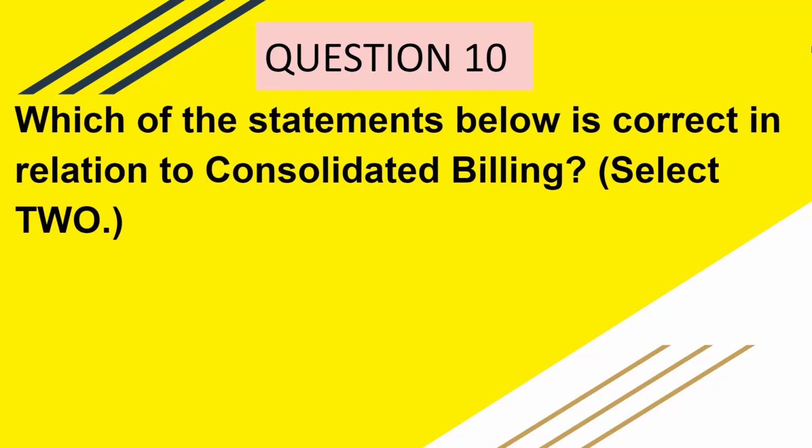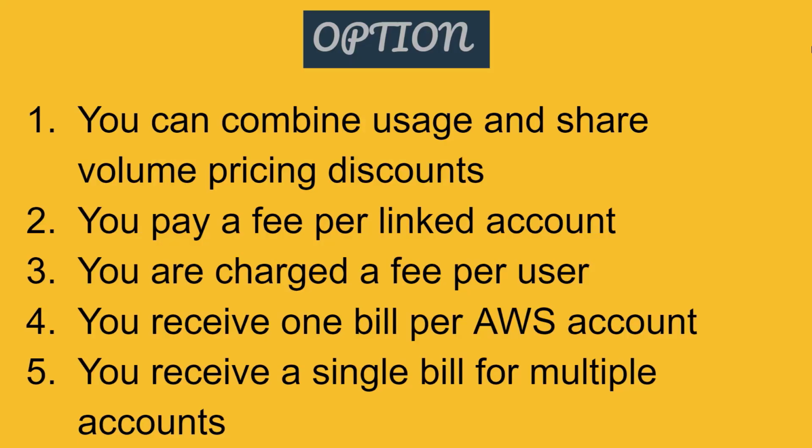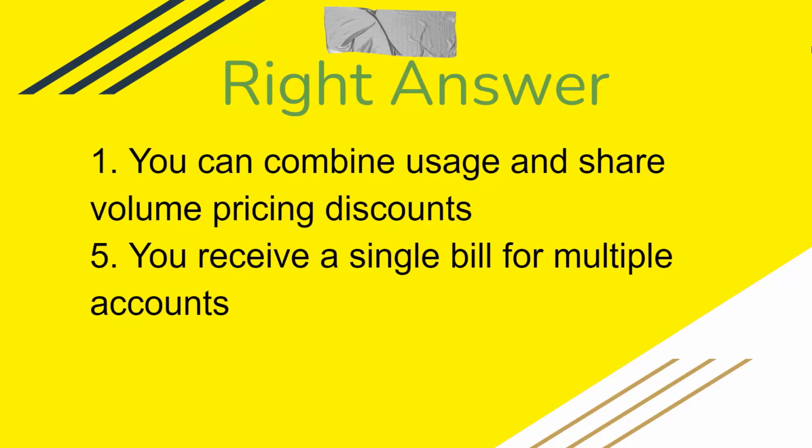Question 10. Which of the statements below is correct in relation to consolidated billing? Select 2. Option 1. You can combine usage and share volume pricing discounts. 2. You pay a fee per linked account. 3. You are charged a fee per user. 4. You receive one bill per AWS account. 5. You receive a single bill for multiple accounts. Right answer. 1. You can combine usage and share volume pricing discounts. 5. You receive a single bill for multiple accounts.